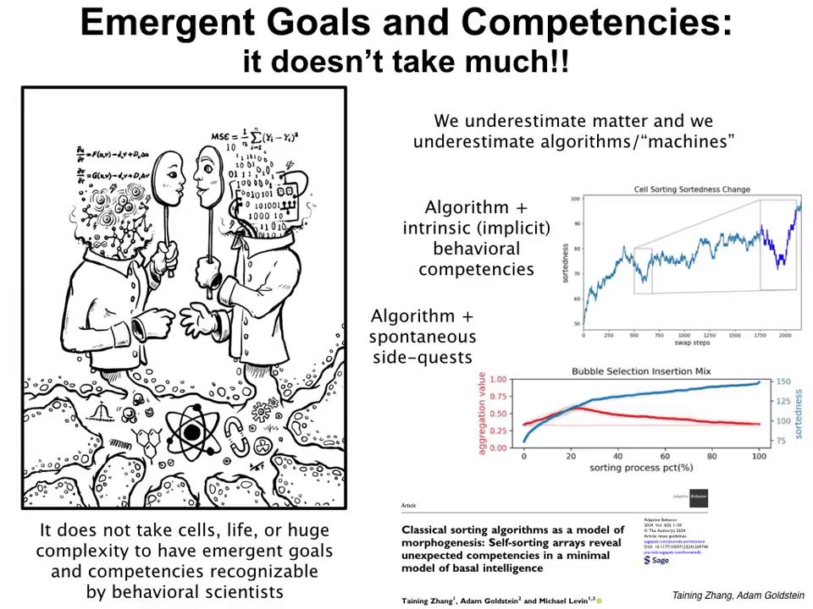And so I will only mention it briefly. This paper and some other things we have coming out later this year suggest that actually it really doesn't take much to benefit from this. It doesn't take cells, life, or huge complexity to have emergent goals and to have navigational competencies in various spaces that would be easily recognizable by behavioral scientists. In other words, these surprising outcomes are not simply complexity or unpredictability, but they're actually competencies that are well familiar to behavioral scientists.